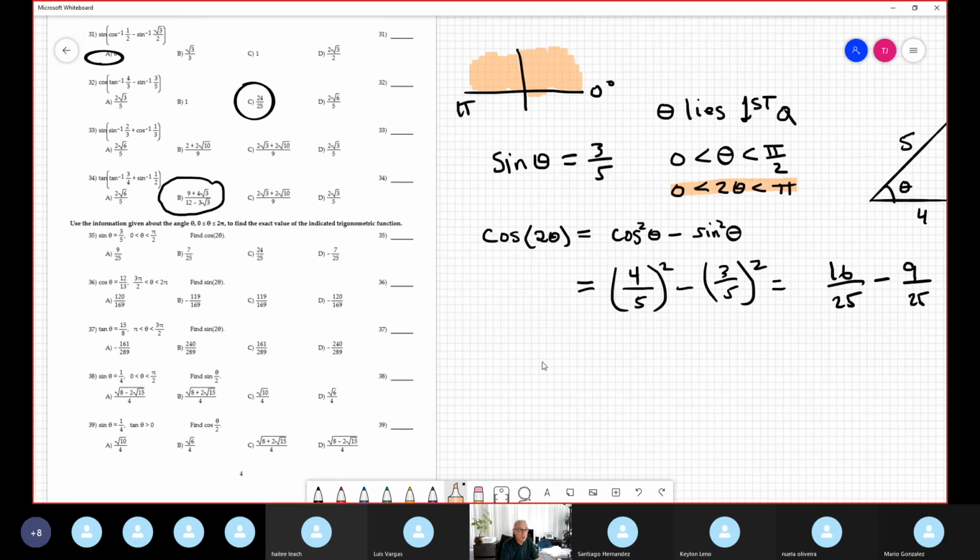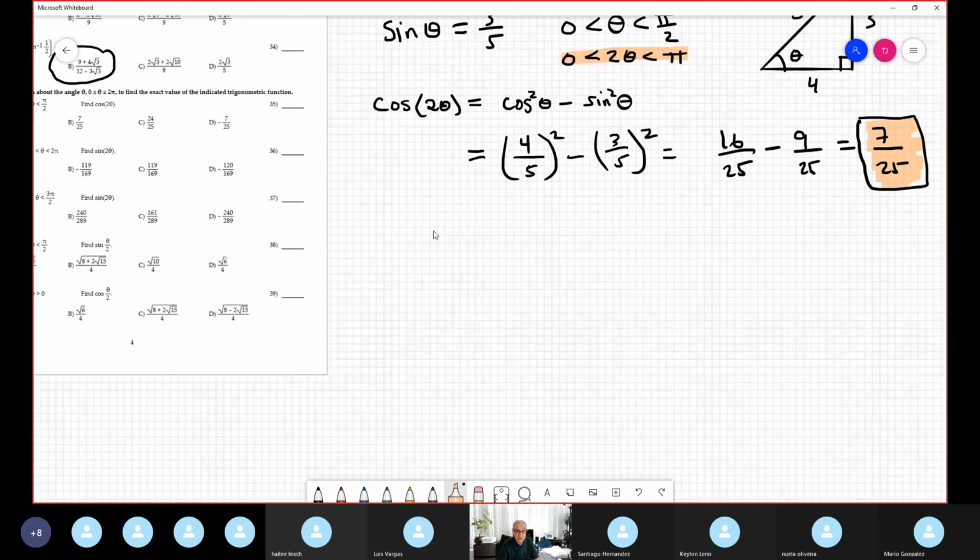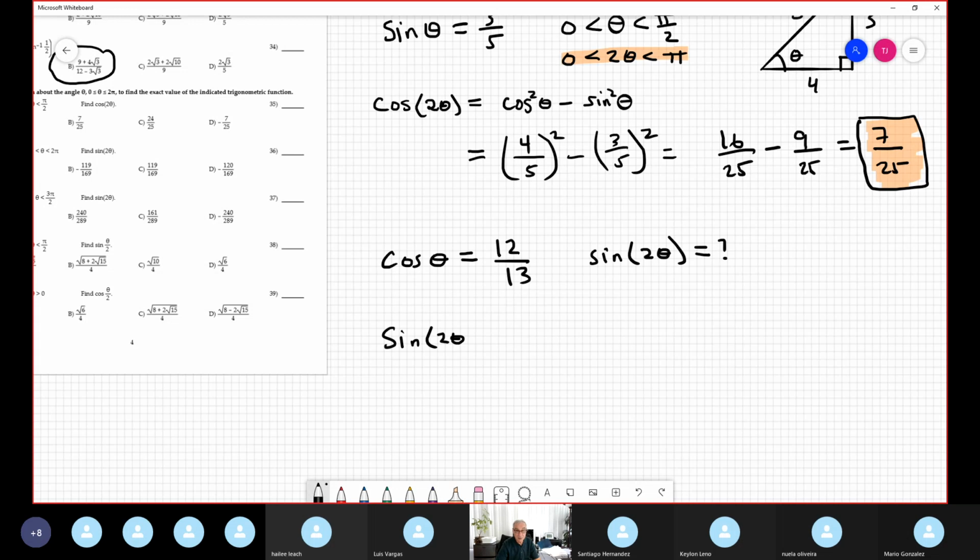Example 36. And 36 is given the cosine is 12/13. And they want, can you find sine double angle? So my goal is sine double angle. I have no idea. And the formula is easy. The formula for sine double angle, we have only one unique formula, 2 sine theta multiplication cosine theta. Okay, I have cosine in my hand, but I need to find sine.